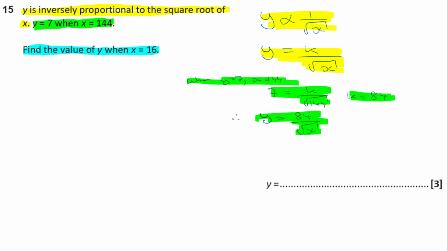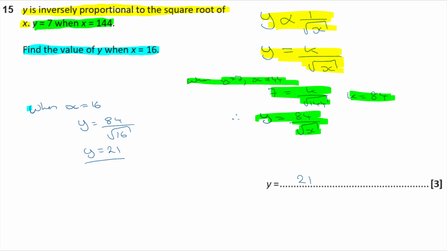Okay, once I've got the completed equation, I can then go on to the last part of the question, find the value of y when x is equal to 16. So now we've got the complete equation, we're going to plug x is equal to 16 into it, and we're going to finally find the value of y. So then y is going to be 84 divided by the root of 16. What's that? Well, root 16 is 4, and 4's into 84 go 21 times. So y is equal to 21, and then that is my solution.